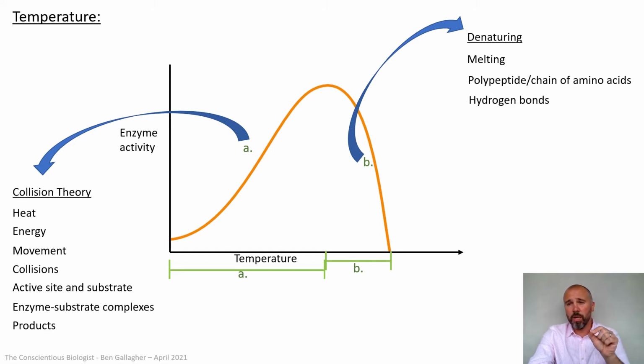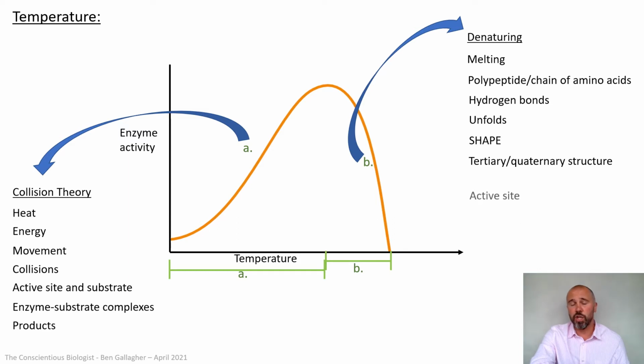Specifically, we're saying that the polypeptide or chain of amino acids unravels because the hydrogen bonds, remember they were so important in the secondary structure, are going to start to break, unfold the very tightly folded polypeptide, so it loses its shape. Shape is the most important thing when you're describing this side of the graph. If its shape changes, then its tertiary or quaternary structure will change. The active site will no longer be the correct shape, so it will no longer be complementary to the substrate. Now, that should be fairly easy for you to understand, should be easy for you to remember from GCSE.